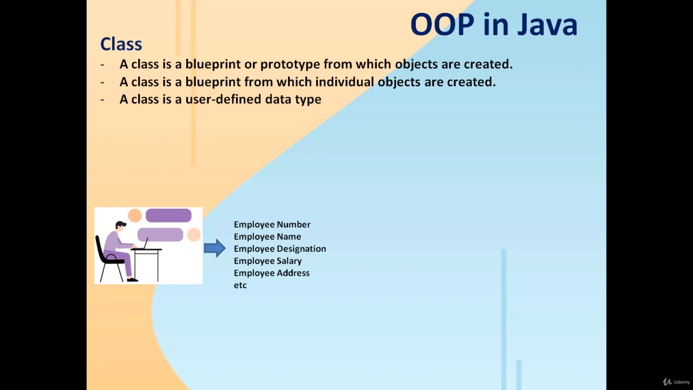So Java has got 8 primitive data types, but we want to create our own data type of type employee, with this employee number, name, designation, salary, address, and some methods.